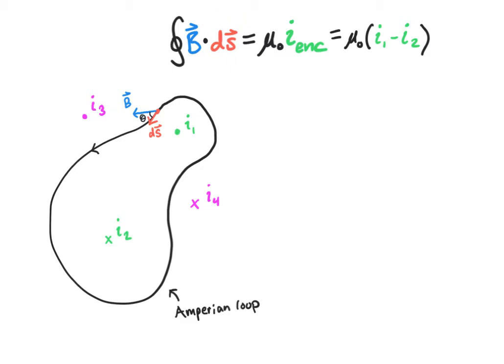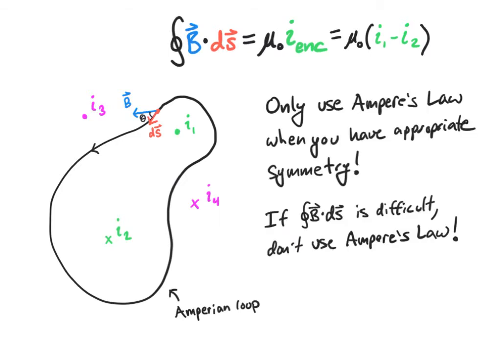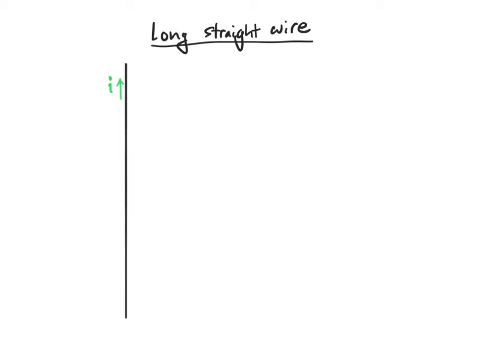So again, Ampere's law is meant to make your work easy when you have a good deal of symmetry to work with. It dramatically simplifies calculations when you have symmetry, and it makes everything harder when you don't have symmetry. The simplest example that we can use Ampere's law in is for a long straight wire.